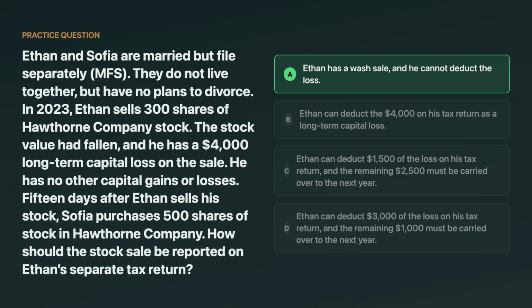The loss is disallowed under the wash sale rules. Buying substantially identical stock within 30 days before or after the loss sale triggers wash sale treatment, and a spouse's purchase counts, even on separate returns. The tempting answer is deducting $3,000 and carrying $1,000, but that's the normal capital loss limit. Wash sale comes first and blocks the loss currently.